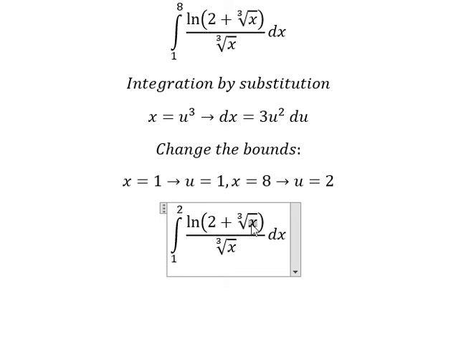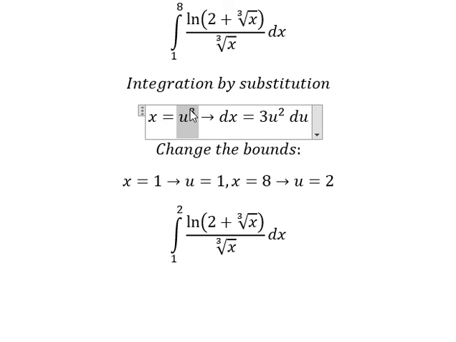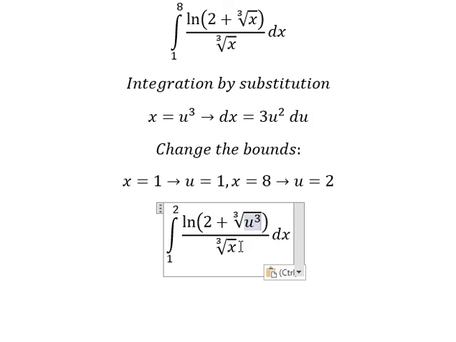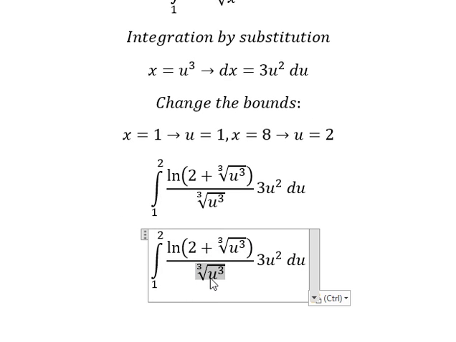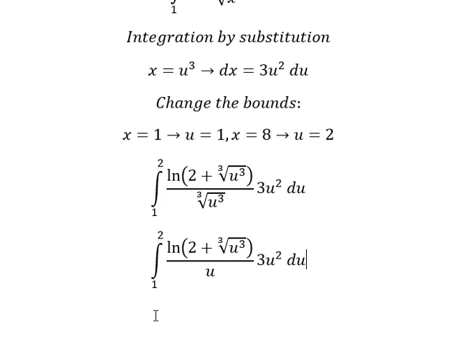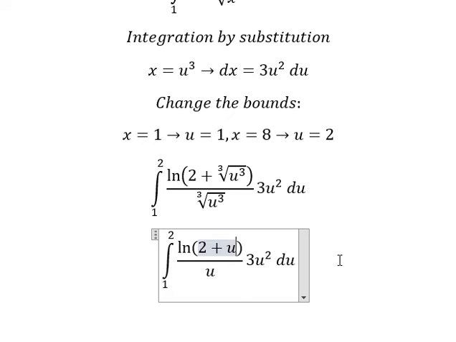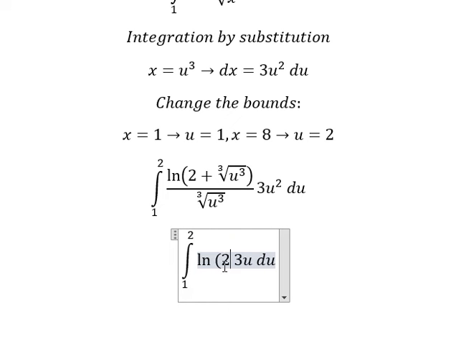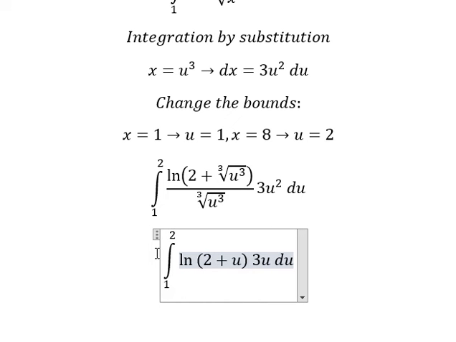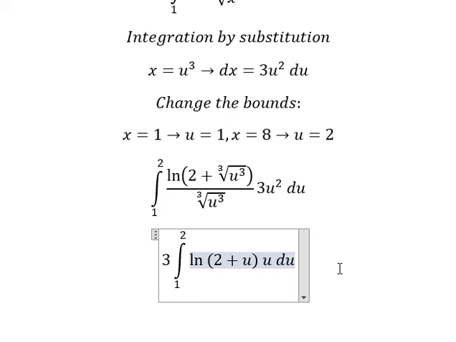This s we change to u to the power of 3. So I will put in here and here. The s we change by this one. So this one we change by u. This one we change by u. u squared divided by u, you got u in here. So number 3 we put outside, and u I will put in here.